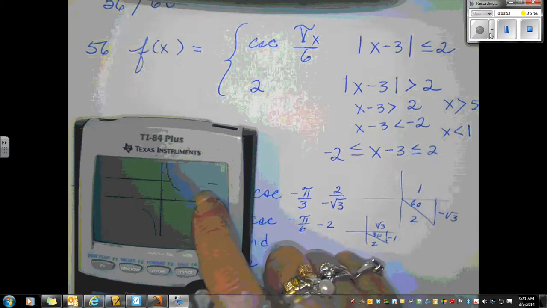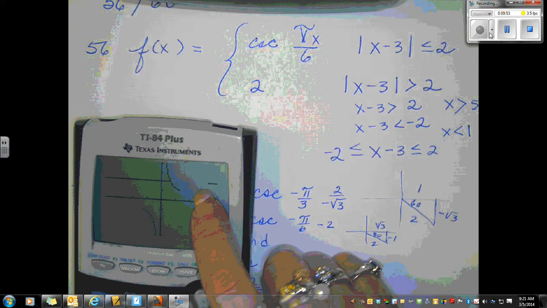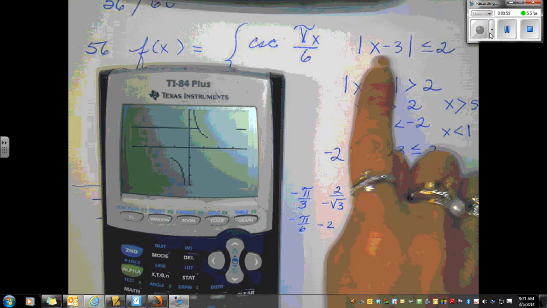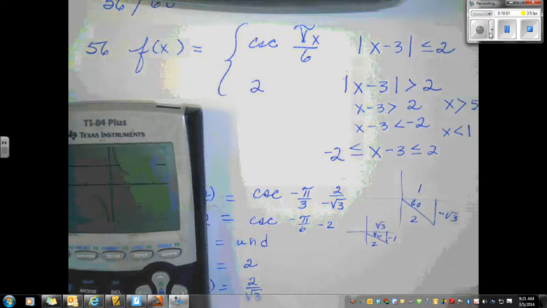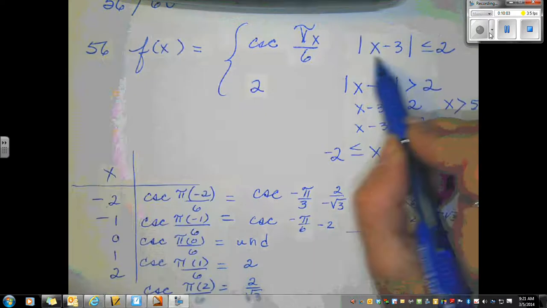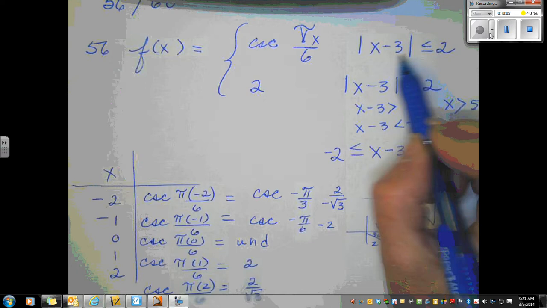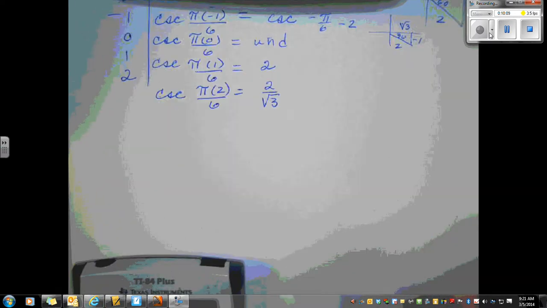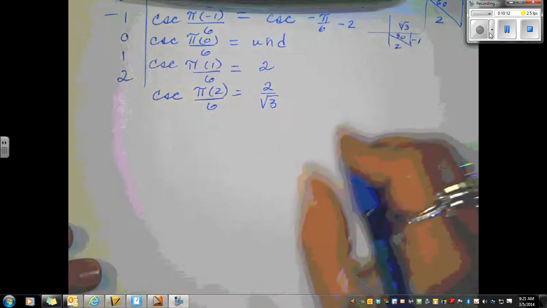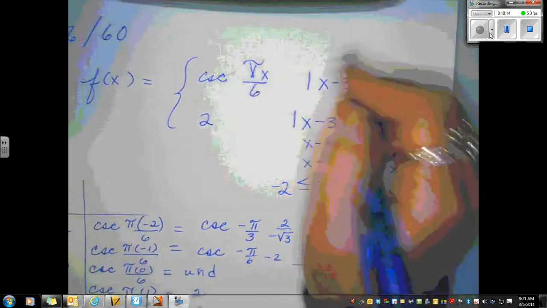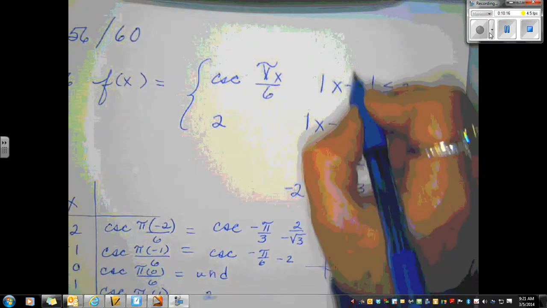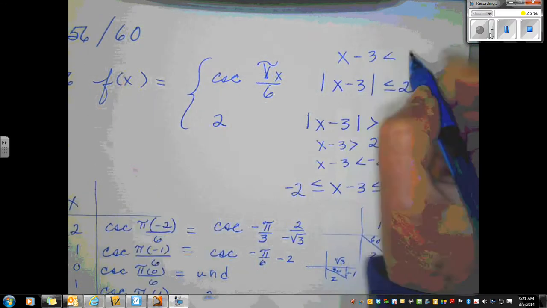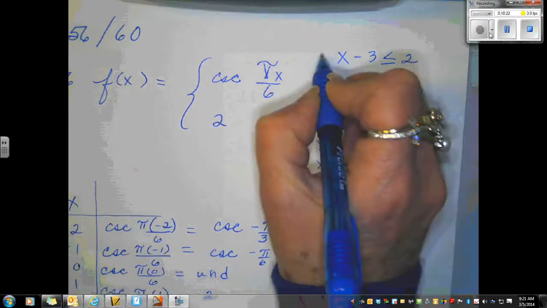See, this is the part I'm worried about over here. And this doesn't seem to make sense. Because if... oh, that's why. All right, we have to do this over. We have to say this thing is x minus 3 is less than or equal to 2 or greater than or equal to negative 2.